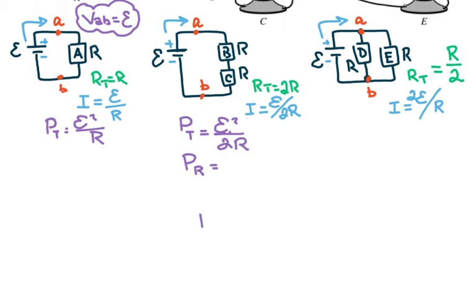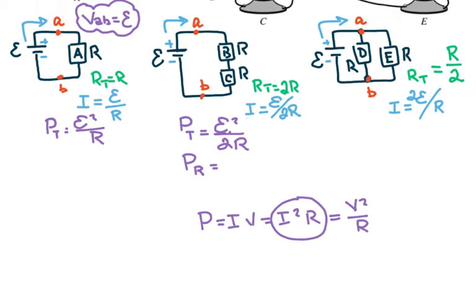So as we said, the power is equal to I times V, or I squared R, or V squared over R. So I'm going to use this part to calculate the power on resistors. And because both resistors are the same, they take the same amount of power, or they take 1/2 of the power provided by the battery.